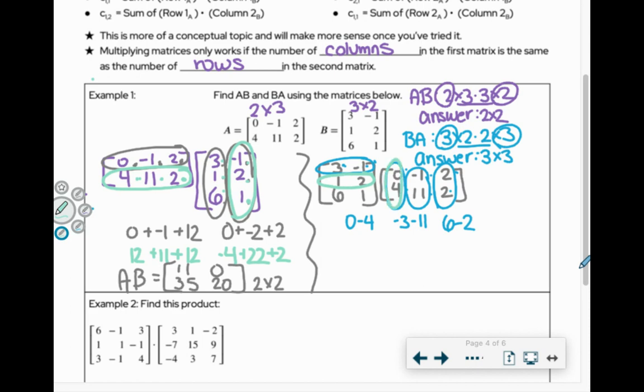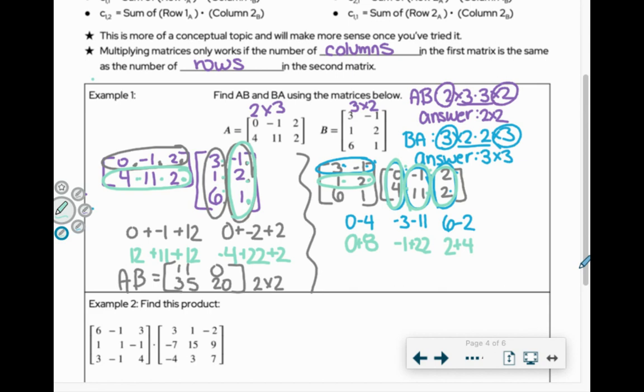In the first column, 1 times 0, 0. 2 times 4, 8. Add them. Next column, 1 times negative 1, negative 1. 2 times 11, 22. Next column, 1 times 2 is 2. 2 times 2 is 4.